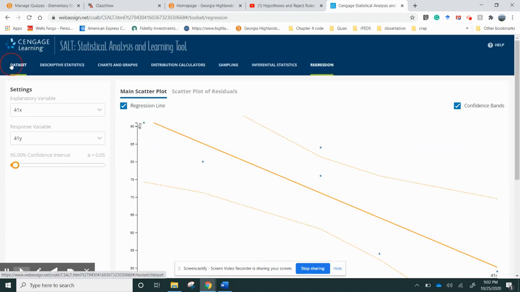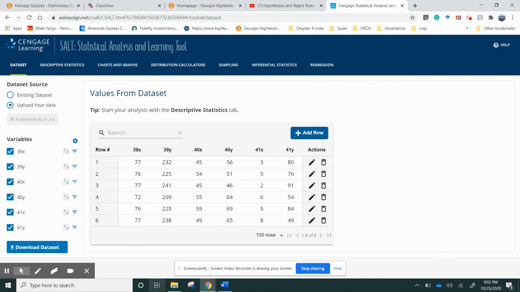But the big thing that I had to do, though, is I had to put my data in an Excel file, change it to a CSV file, and then I uploaded it. Okay, that's all I did. Because when you're usually using SALT in WebAssign, it already has your data set in there. I hope that helps.